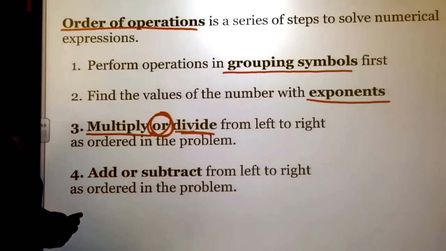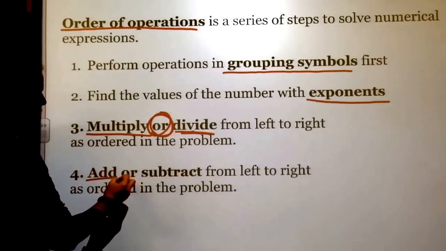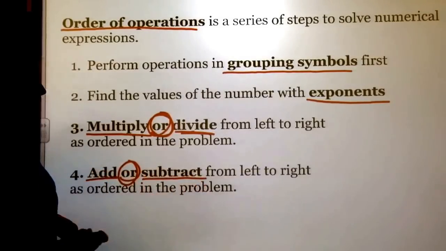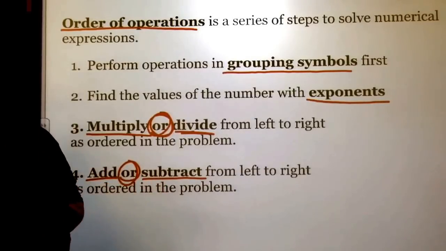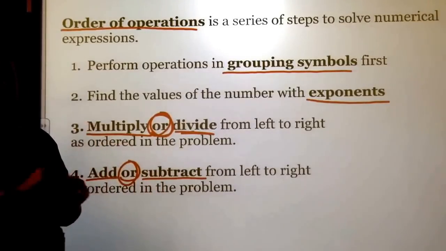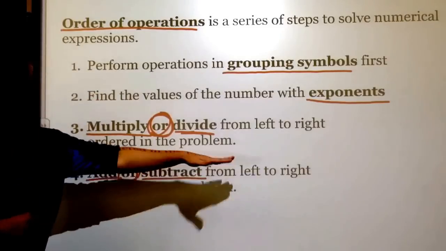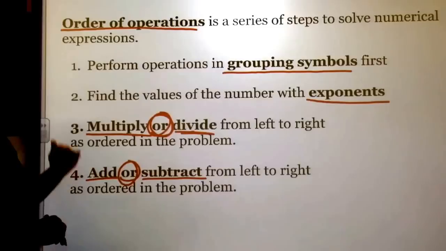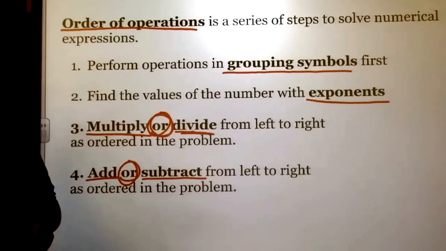Finally, you're going to go back to the problem and you're going to work on any addition or subtraction from left to right that comes in the problem. Again, adding and subtracting are equal values, so don't give one heavier weight. Do whatever comes first from left to right. So again, pause if you need to, but get all of this recorded into your notebook.